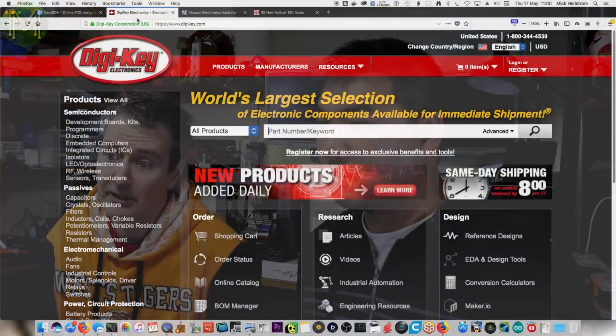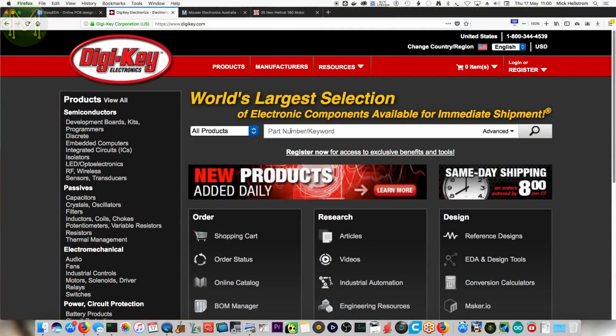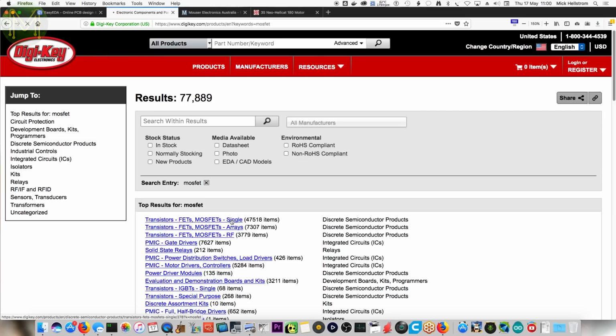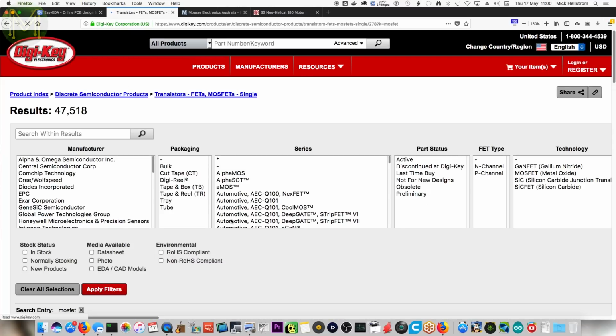So if we go to DigiKey, we can probably look up MOSFET. Only 47,000 to look through. I hope you've got some. Yeah, all right, we can certainly narrow this down. The most important thing first off is to look at the part status. If you pick a part that's discontinued, it's not so good, right?